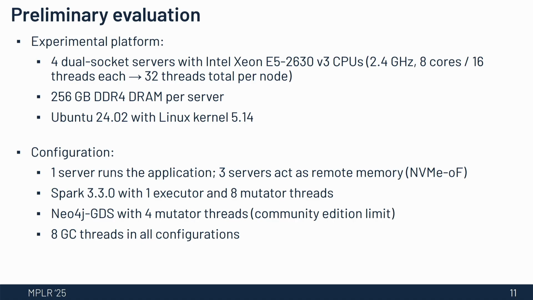For our experimental setup, we use three servers, one server to run the application and the other two servers acting as remote memory. And we run Spark with 8 mutator threads and Neo4j Graph Data Science, the community version, which supports only 4 mutator threads. And we run all setups with 8 GC threads.